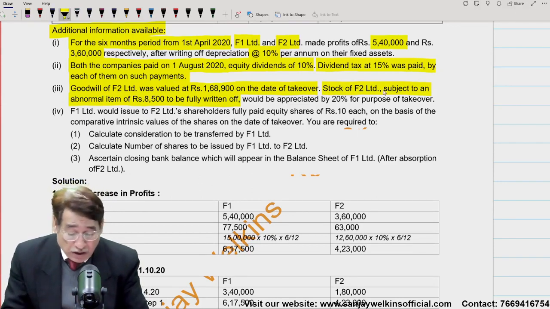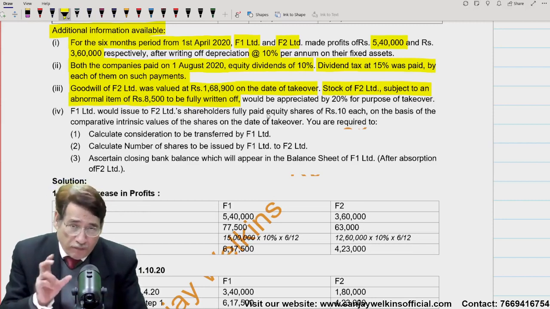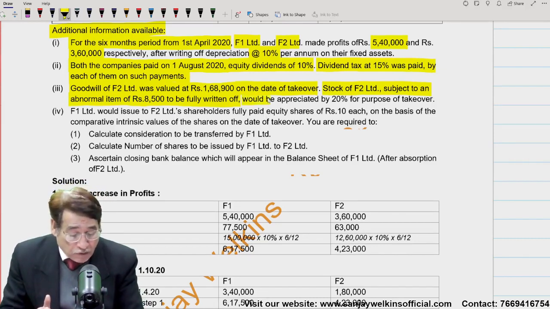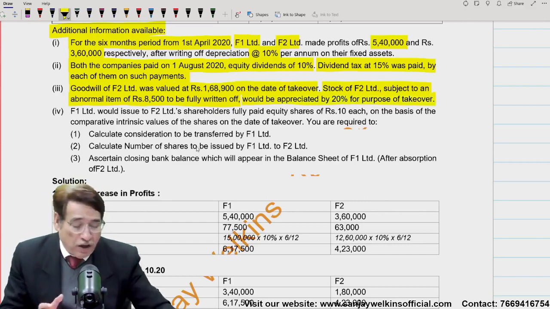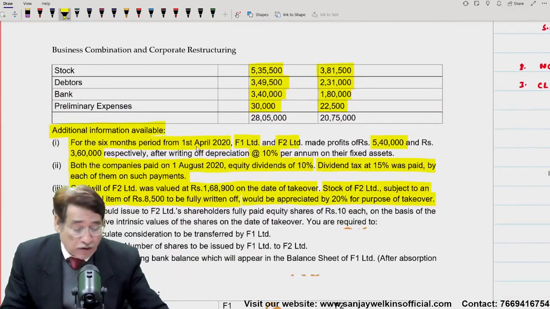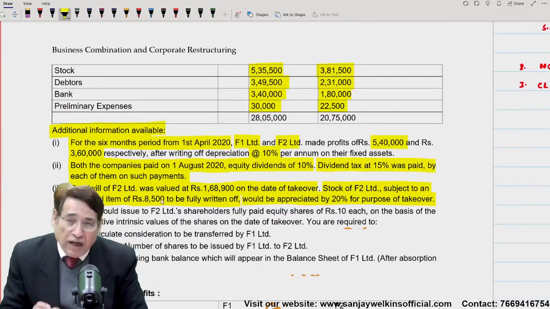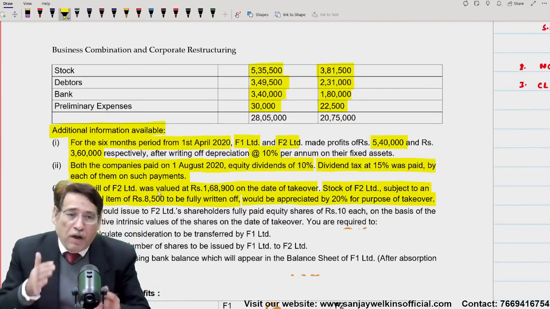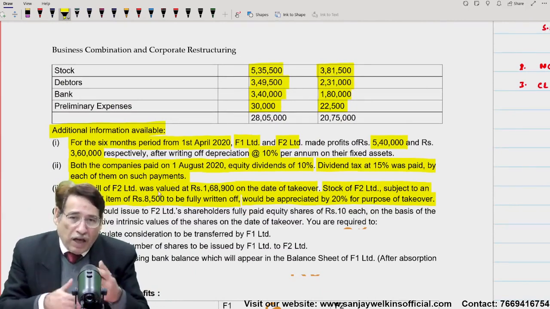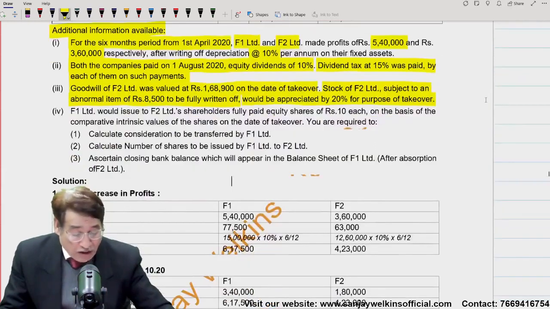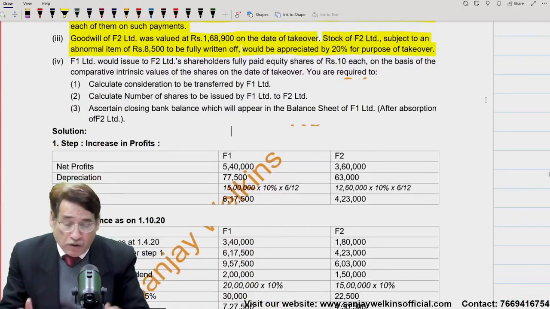Stock of F2 Limited. The question states that it contains an abnormal item of 8,500. So from the value of the stock, I will subtract 8,500. Whatever remaining stock will be there, the question says, will be appreciated by 20% for the purpose of the takeover. That means in order to compute the value of the stock, from 381,500, first of all, I'm going to subtract the abnormal item 8,500. Whatever remaining item will be there, I will add 20% to it, and then we will take it over at that particular value.